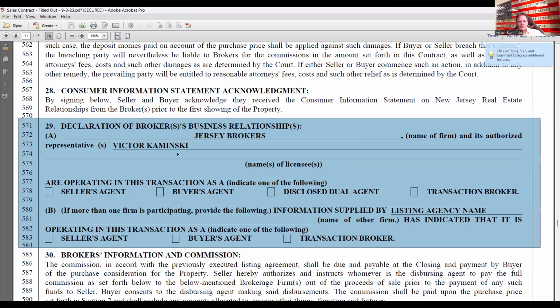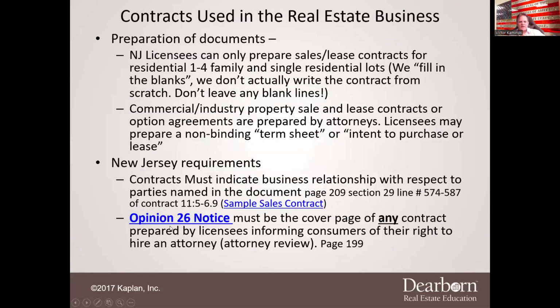You put the name of your brokerage, your name, check off how you're working on this transaction, and then put the other agency's name and how they're working in the transaction. Check off their agency relationships, how they're working, how you're working. All right, that's what they're talking about on this slide. And then the opinion 26 notice must be the cover page of the contract, which we just saw was. That's your right to hire a lawyer.